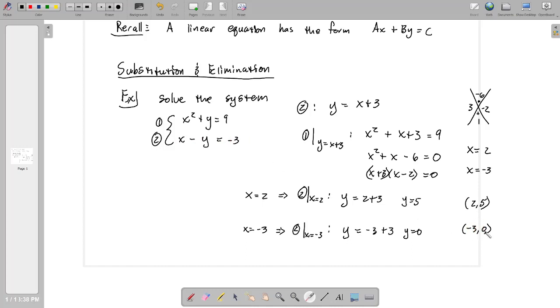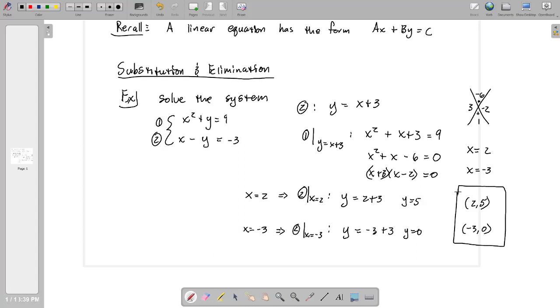And then plug negative 3, 0 into the first equation. Negative 3 squared is 9, plus 0 is 9. Then negative 3 minus 0 is negative 3. So both of these points satisfy the system of equations. Therefore, they are both solutions to our system.